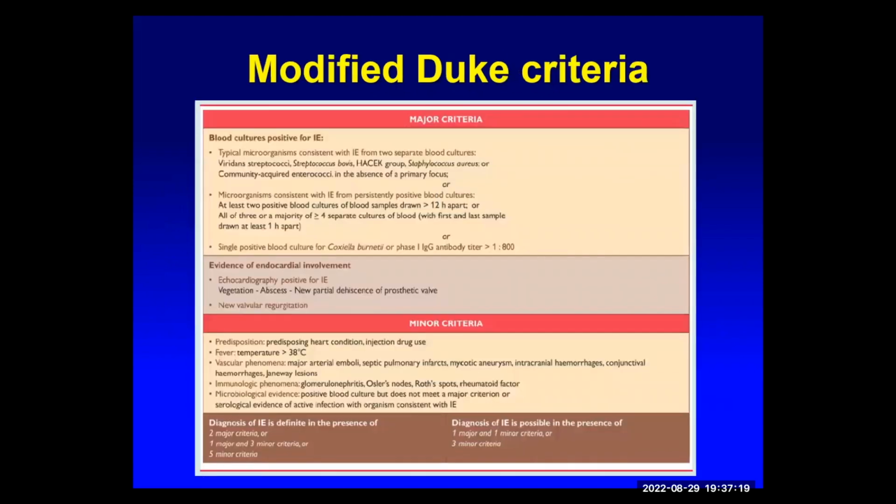We're using the Duke's criteria. You need two major criteria: blood culture positive, or evidence of endocardial involvement with echocardiography, or new regurgitation in a valve that was previously okay. You need two major criteria, or one major and three minor, minor being predisposing circumstances, fever, vascular phenomena, immunologic phenomena, or microbiologic evidence.